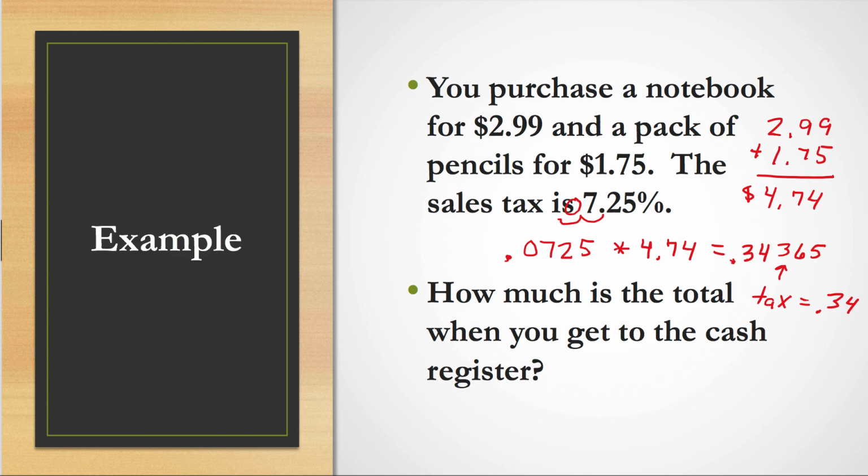All right, so now the question says, how much does it cost you when you get to the cash register? What's the total that you're going to have to pay? Well, again, we know that we're going to have to pay for the items, and the items cost $4.74. And then we're going to have to pay the tax on those items, and that's that 34 cents. So to get my total, I'm going to need to add those two together. So my total is going to be $5.08.